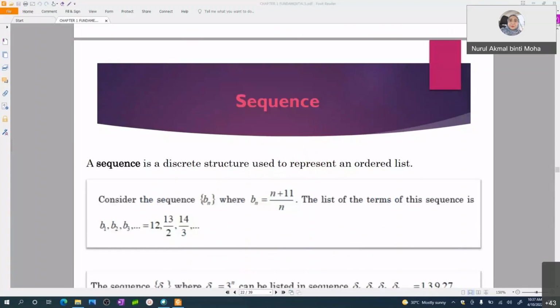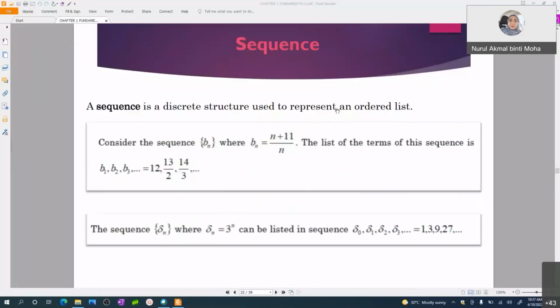A sequence is a discrete structure used to represent an ordered list. The keyword is ordered list. It means that we have several elements represented in a list. Like this one, we have b1, b2, b3, and so on, or 1, 1/2, 1/3, and so on. So these are the ordered lists, or the sequences.